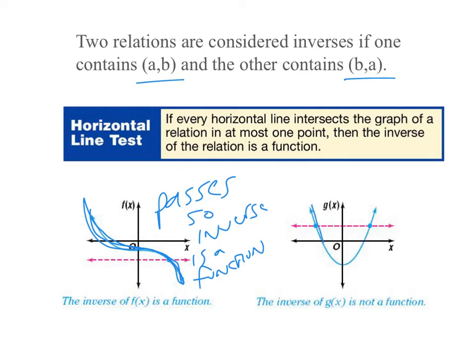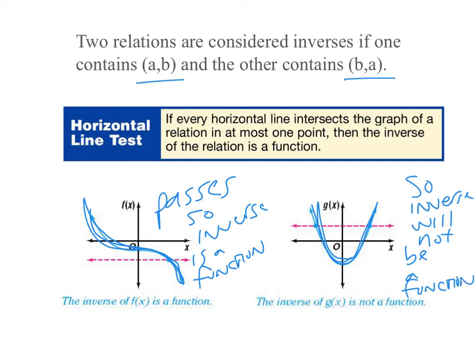The original function here is a parabola, and it fails the horizontal line test, so the inverse will not be a function. I can tell that if I go back to tests for functions, the horizontal line test tests if the inverse of that graph will be a function or not. And again, hopefully this is some Algebra 2 review.